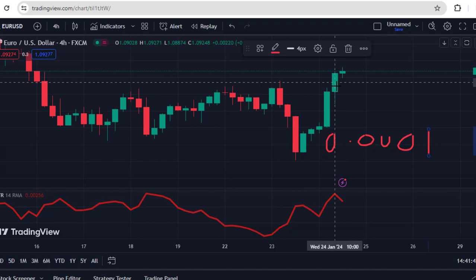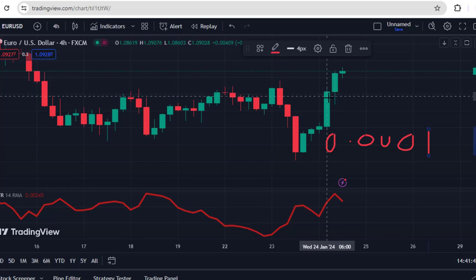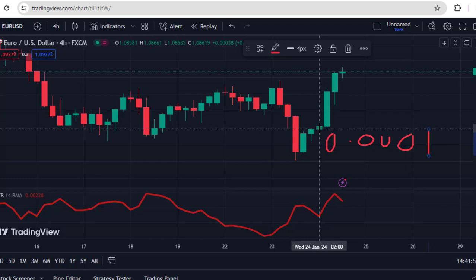And then the second candlestick right here has 25 pips ATR. The third candlestick here has 24 pips ATR. The fourth candlestick here has 22 pips ATR. So this is how you read your ATR correctly for non-JPY pairs.